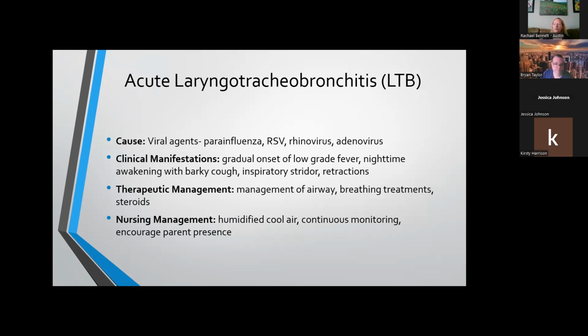All right, so the next thing we have is that acute LTB. We've got a lot of viral agents that cause this: parainfluenza, RSV, rhinovirus, adenovirus. So because it's typically viral, any medication that we're going to give will only be supportive, okay? So clinical manifestations here, we see that gradual onset of low-grade fever. Typically, we're looking at less than 100, okay? We might have some nighttime awakening with that barky cough. The reason we have it at nighttime is because that child's laying flat and he's not going to exchange air as effectively. And that doesn't become a problem until there's inflammation, okay? May also have some respiratory stridor and some retractions depending on how inflamed those airways are.